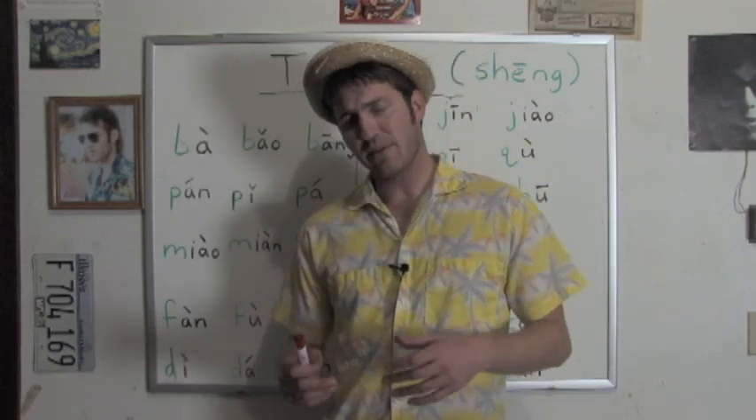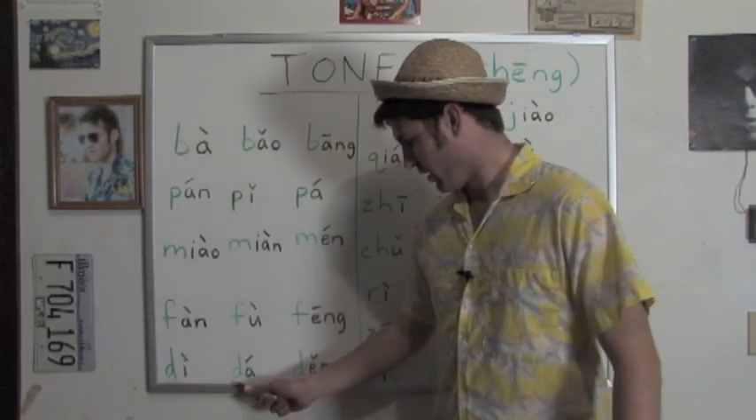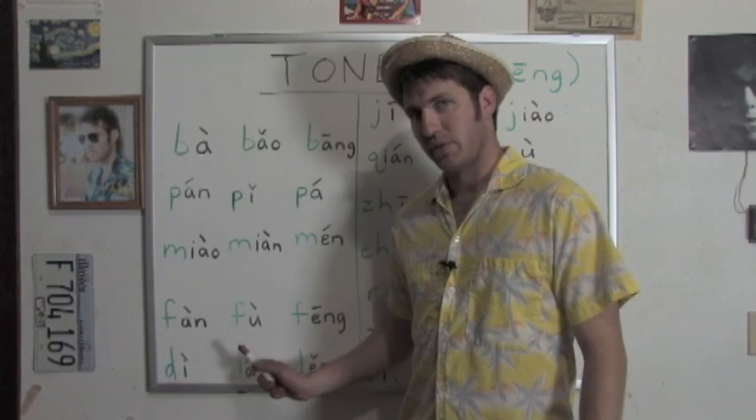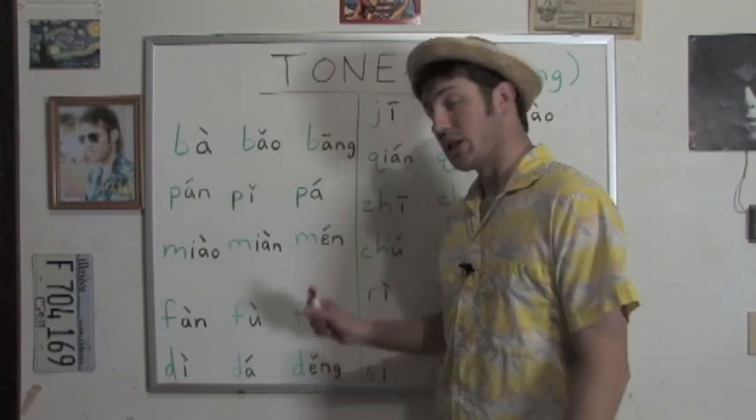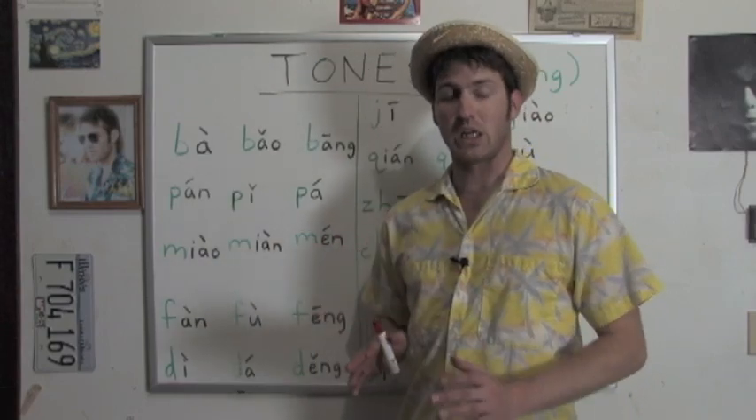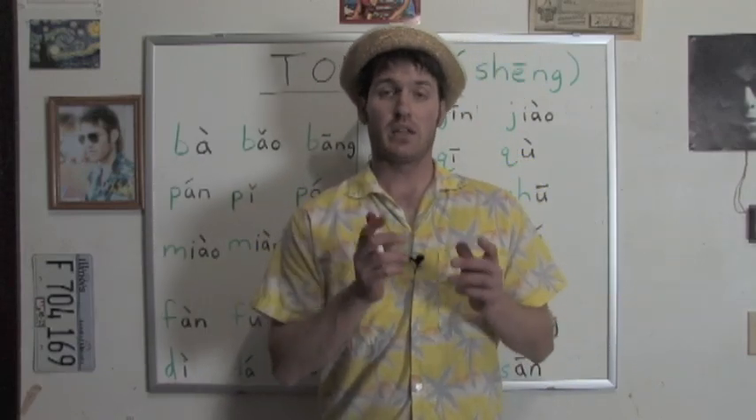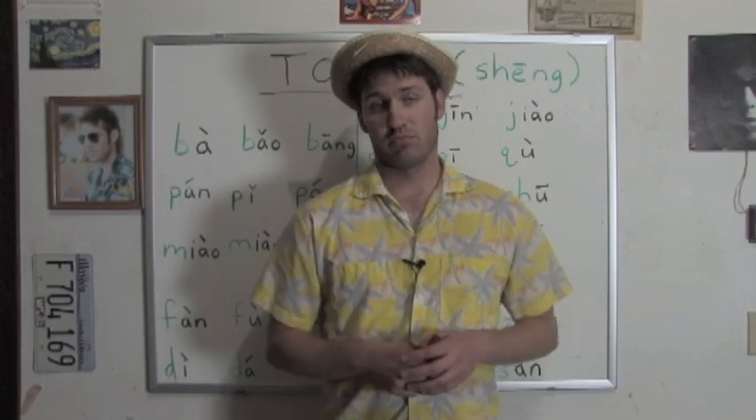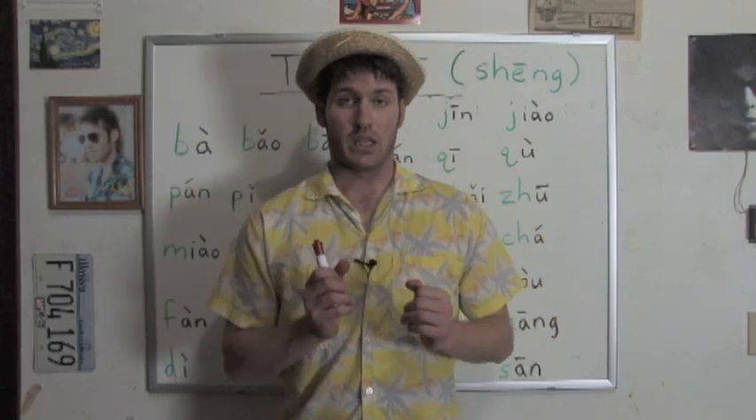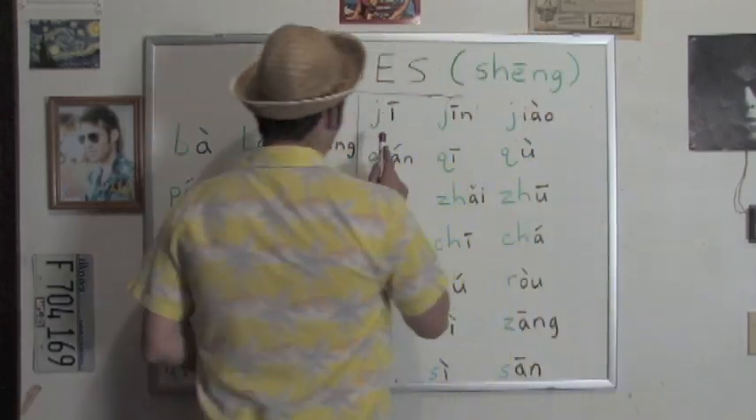D-I, that's dì, fourth tone. Děng means wait, to wait for something. Wǒ děng nǐ, I wait for you. All right, here we go.